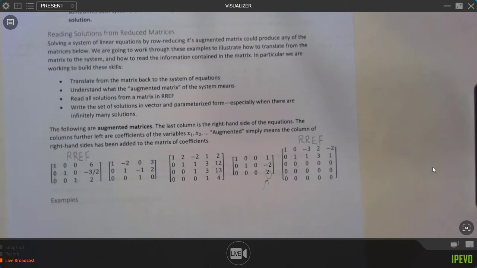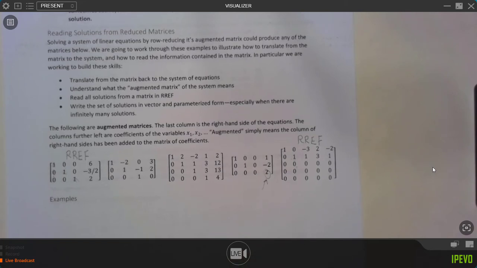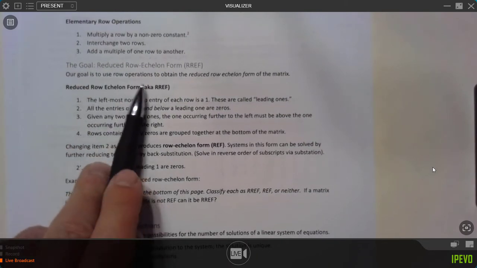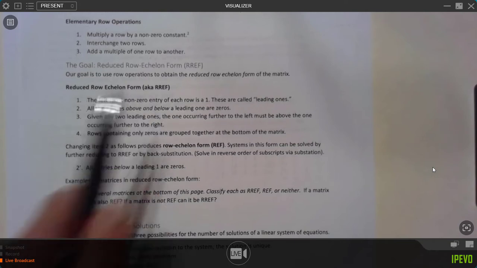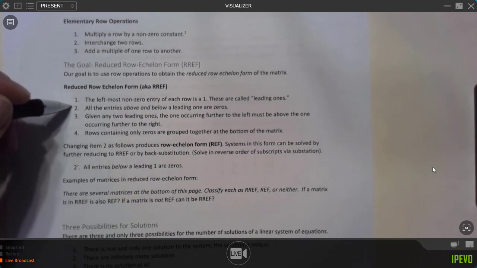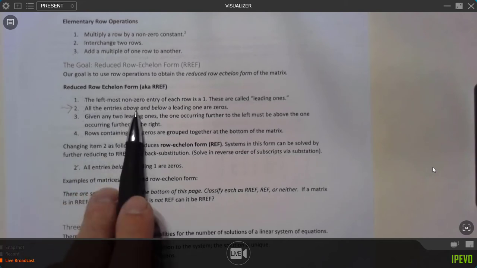And you see that happening right here, right? We got 3 of the 5 rows are all zeros. That's fine because they're grouped together at the bottom of the matrix. Now, if you obey all 4 of those rules, then you have an example of a matrix that's in row reduced echelon form.